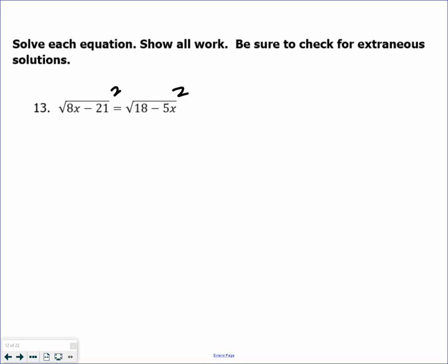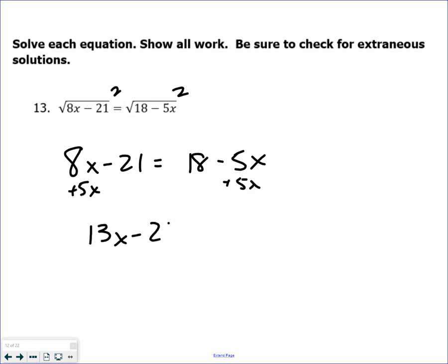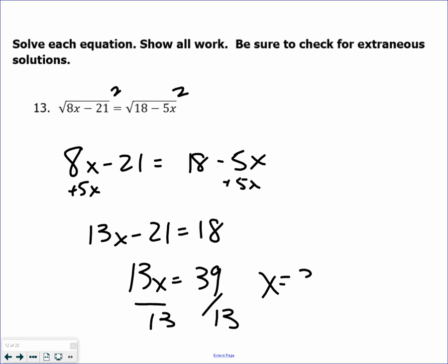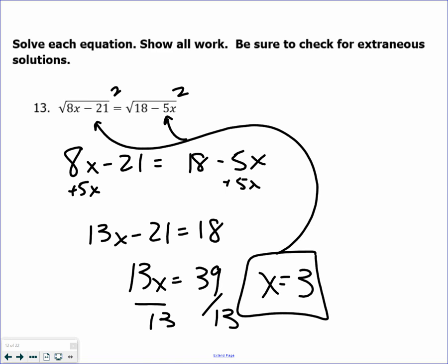Squaring both sides. So I square both sides to get rid of the radicals. Solve now. This is an Algebra 1 question from first semester. So I'm going to solve. Add 21, I get 39. Divide by 13, I get x equals 3. Again, always double check that your answer isn't going to cause an issue. Plug 3 back in for the x's. So 8 times 3 is 24. Minus 21 would be 3. 18 minus 15 would also be 3. This answer works.